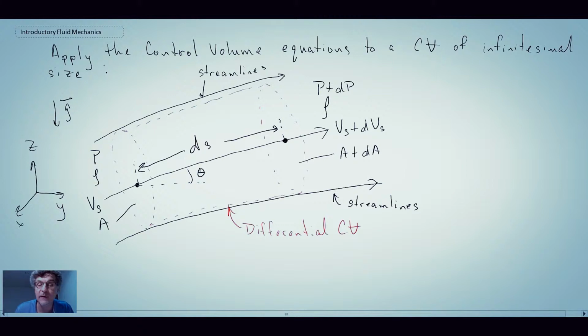And we'll notice that as the fluid goes between the inlet and the exit, pressure goes from P to P plus dP, and the velocity goes from Vs to Vs plus dVs, and the area can change as well. So we can either have the streamlines opening up, getting wider, or getting narrower and converging. And one of the assumptions here is that the density is not changing, so we're dealing with an incompressible flow.